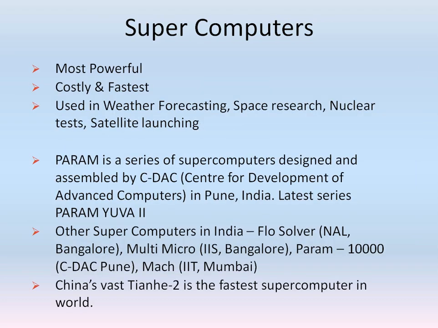Next is the supercomputer. These are the most powerful, costliest and fastest. They are basically used in weather forecasting, space research, nuclear tests, satellite launching. They are very, very big in size and they are super fast. Param is a series of supercomputers which is designed and assembled by CDAC Pune. And China's Tianhe-2 is the fastest computer in the world.